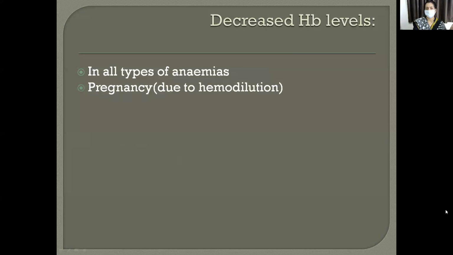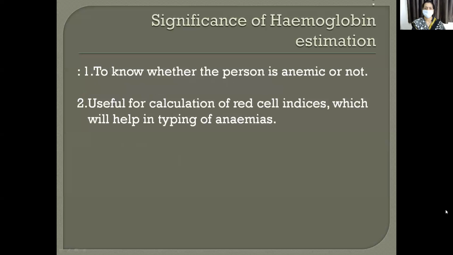So whenever there is increased volume, the RBCs tend to seem decreased, but they are not decreased. So we have this decrease in the hemoglobin level due to hemodilution. So what is the significance? To know whether the person is anemic or not, and for calculation of red cell indices, which will help in typing of anemias. So when we are talking about the estimation of hemoglobin, for any normal screening purpose, you do a hemoglobin. Hemoglobin gives the nutrition status of the person.